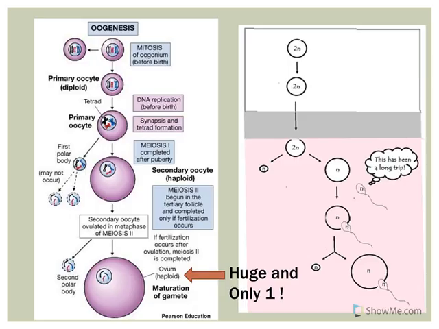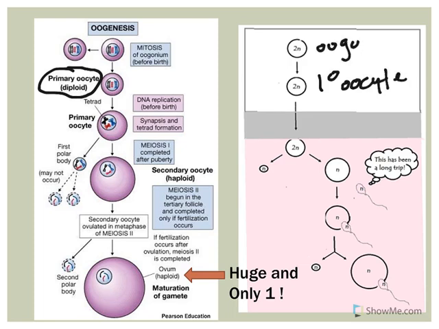Now, the process of oogenesis actually begins before birth. It occurs during fetal development. You do have an oogonium, which is diploid, but they're going to begin meiosis 1 during fetal development. And you have a primary oocyte here, which is still diploid. This would be the oogonium, which is diploid. So both of those are diploid.